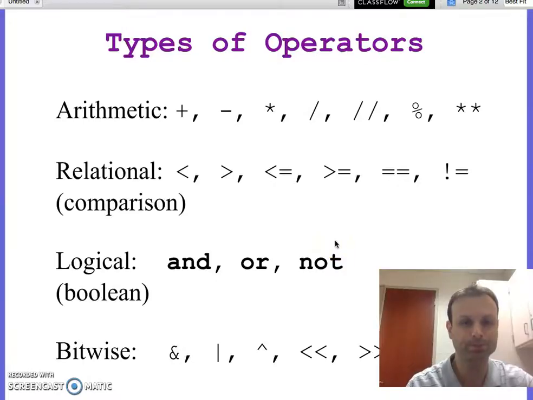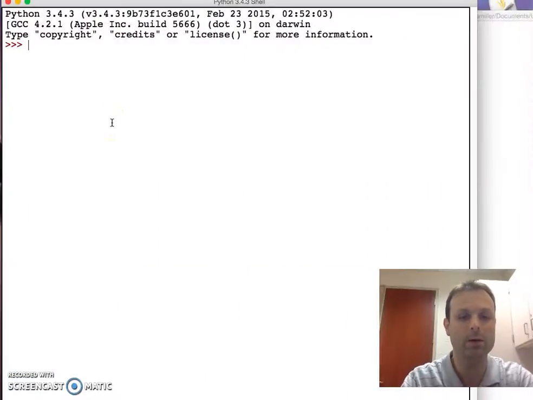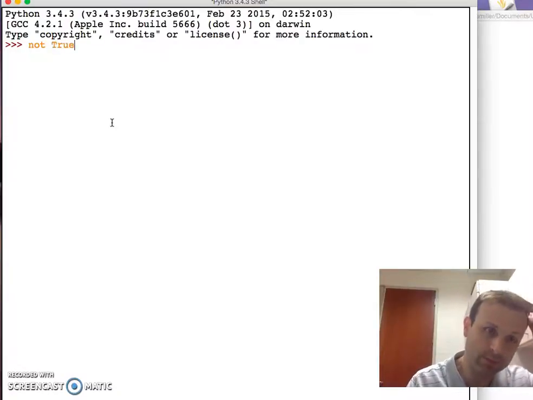Python shell. The not operator just takes a true or false value and returns its opposite, right? So if I tell you something is not true, well, what do you think it is? It's false, right? And if something is not false, well, then it's true. If we look at that in Python, I'm just in a regular Python shell. If I say not True, I want you to notice a couple of things. First off, there's only one operand, right?